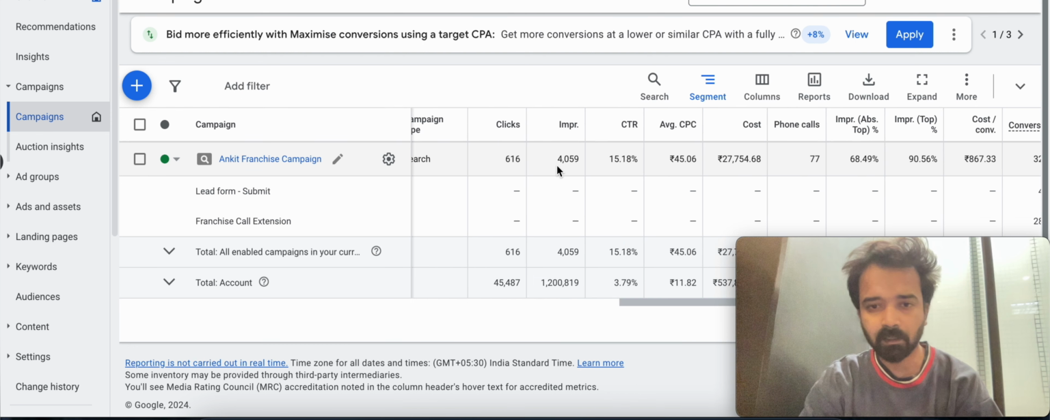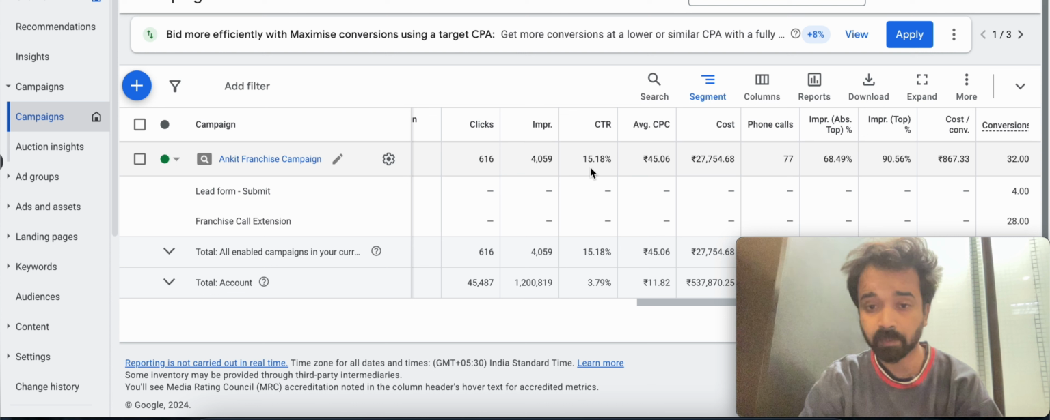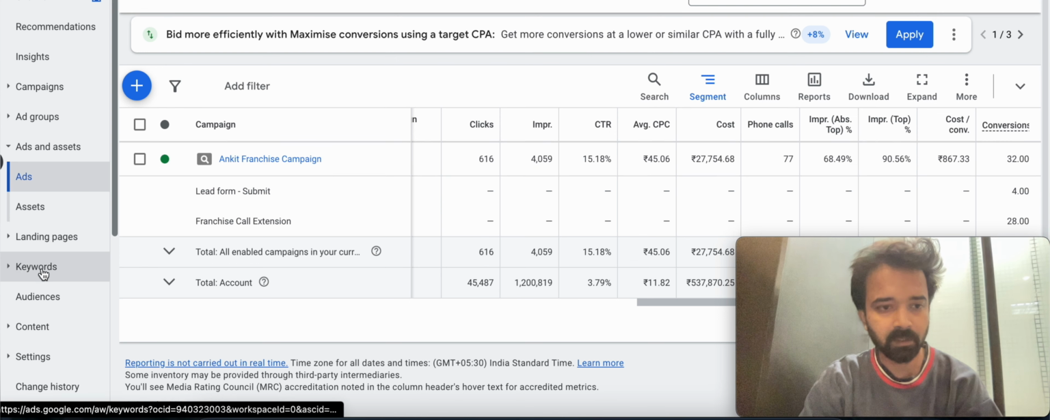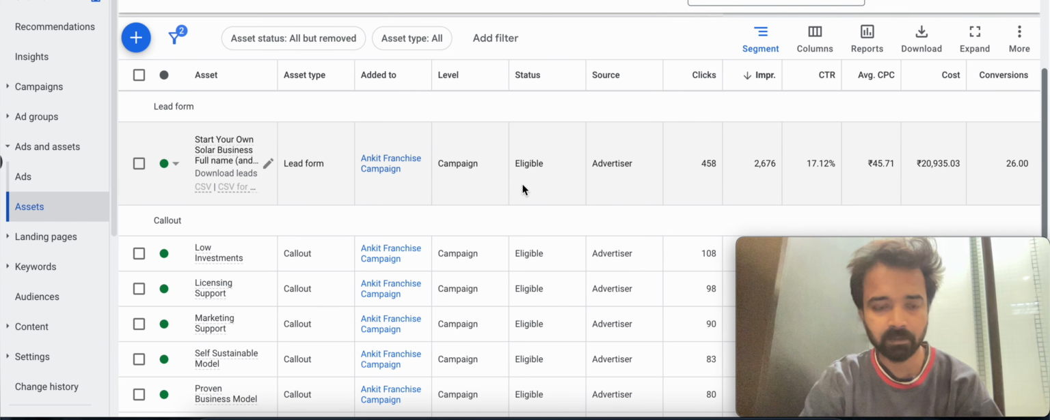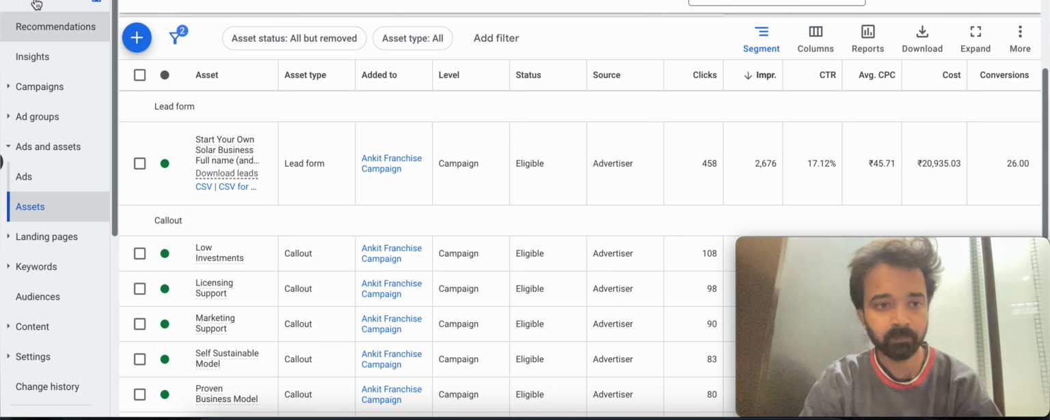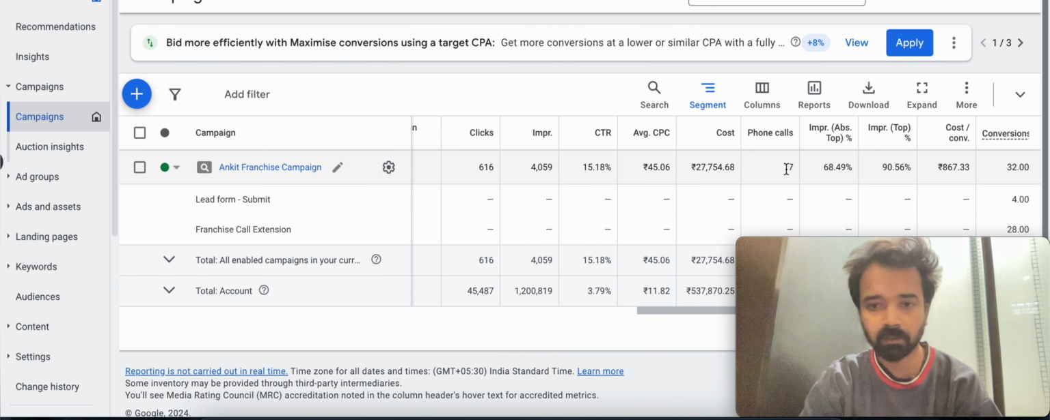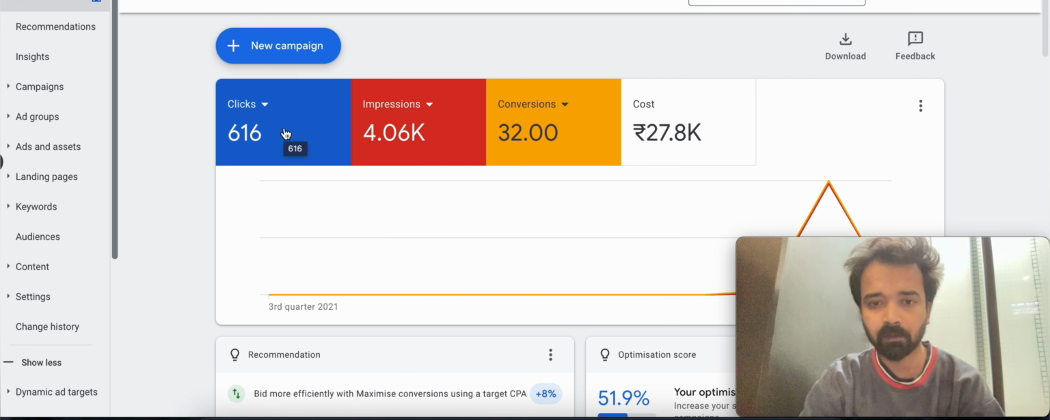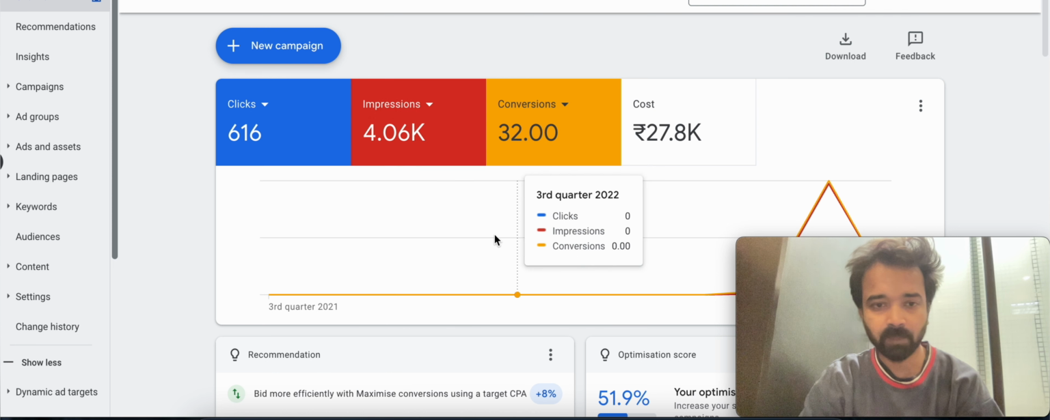Above 600 clicks, these are the impressions. CTR is above 15%. Here's the average CPC, 35.06 in Indian rupees. This is how much we have spent till now, and these are the phone calls that we got, and these are the conversions now, and this is the cost per conversion, and these are only the phone calls that we got. Let me see how many lead submissions were recorded in this particular time period. See, here are the 26 lead submissions, also 77 phone calls plus lead submissions. So here are the total leads that we generated for these solar franchise clients at this cost.